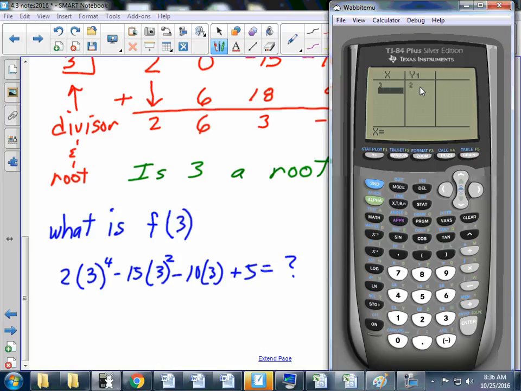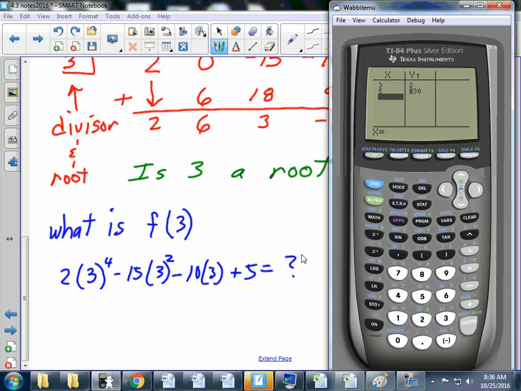Okay, check it out. So you go second table set. Now, I should say first, you have to have it in your equation editor. Second table set. Go down and turn it on to ask instead of auto. And then go second table. Then you could put in any value you want. F of 5 would be 830. That thing's taken off because it's a quartic.